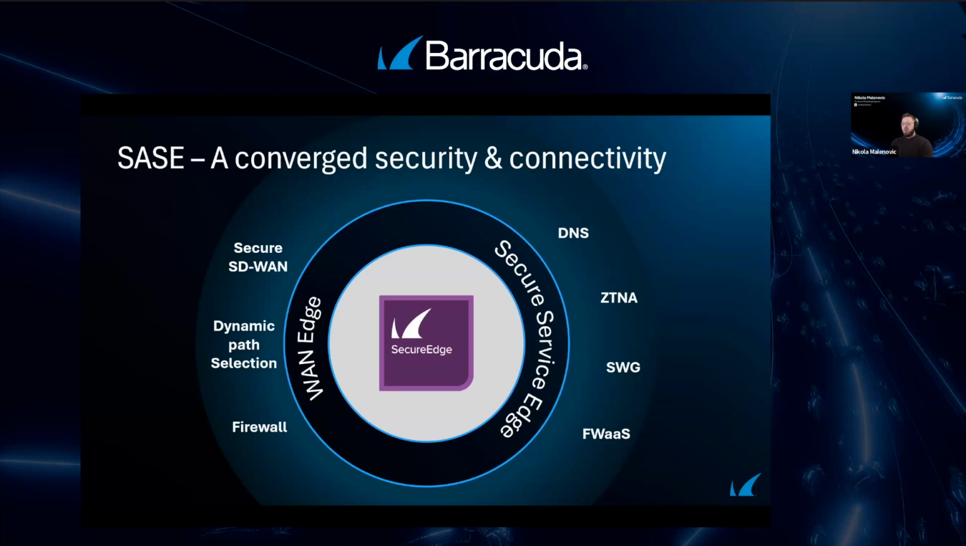Today, we will focus primarily on the right side of the circle, the secure service edge. This part of the architecture and the services that you see here, like DNS, ZTNA, SWG, and Firewall as a Service, they represent a major and evolutionary shift in our infrastructure. We used to offer many of these capabilities in the past, but this new infrastructure model brings them together in a much more unified and cloud-native way, which makes it significantly easier for our customers to buy, manage, and consume these services.